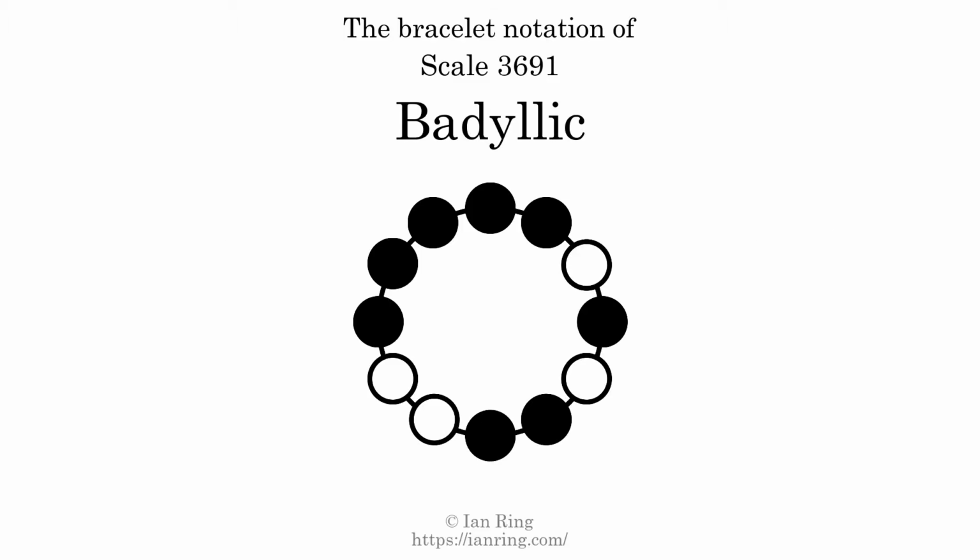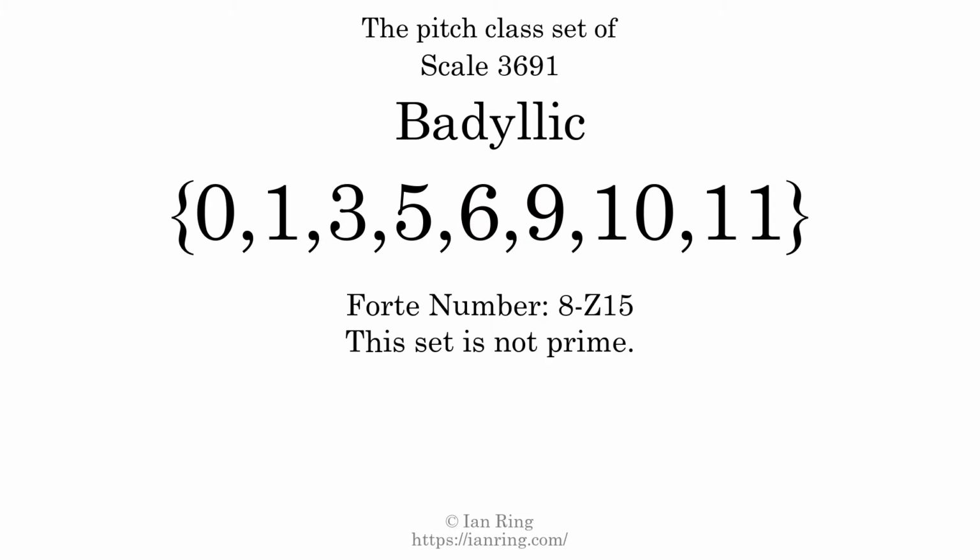This is a bracelet notation diagram of scale 3691. The shaded circles represent tones that appear in the scale, and they are read clockwise, starting at the top. The pitch class set for this scale is 0, 1, 3, 5, 6, 9, 10, 11. The forte class is 8Z15. This set is not prime.